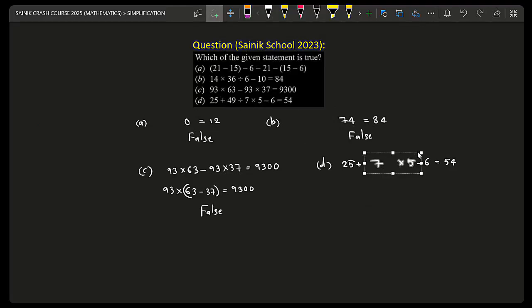So 35. Next, what I told you: whenever you reach plus and minus signs, add all the positive signs, add all the negative signs. Can I add these two first? Yes, sir. 25 plus 35 is 60. Then 60 minus 6 is 54. So we finally got a true equation: 54 equal to 54. So which option is correct? D. So the answer for this question is D.